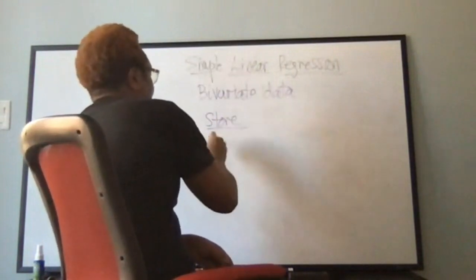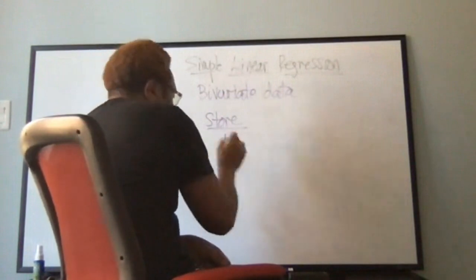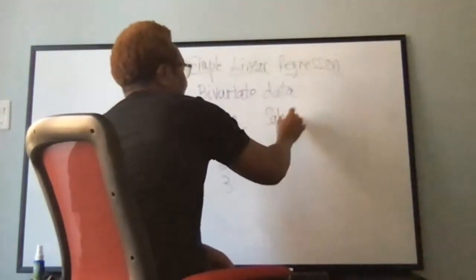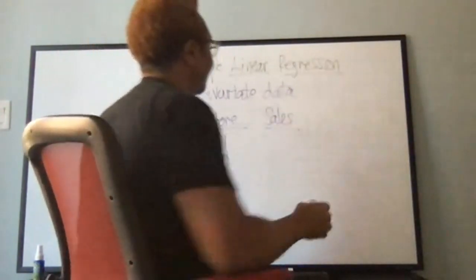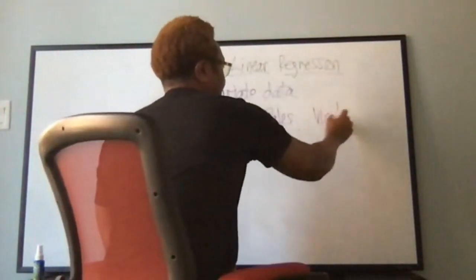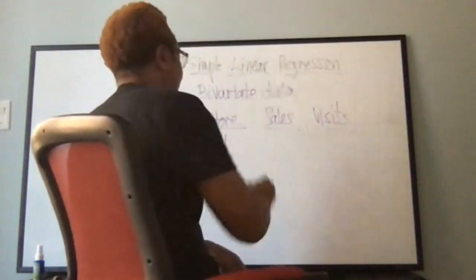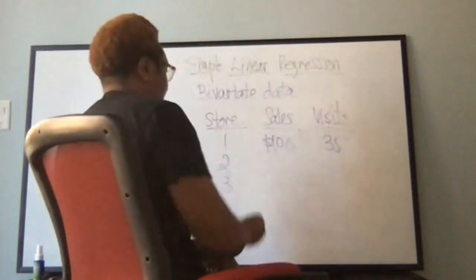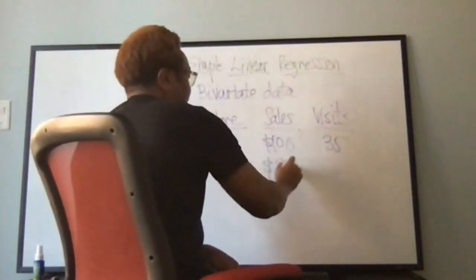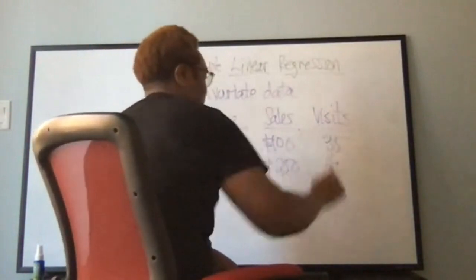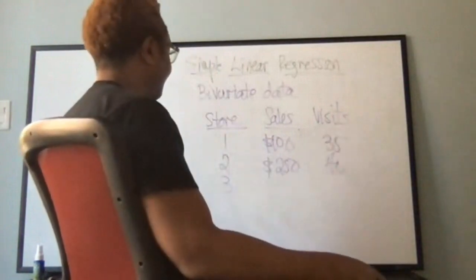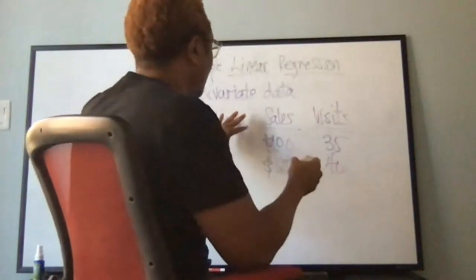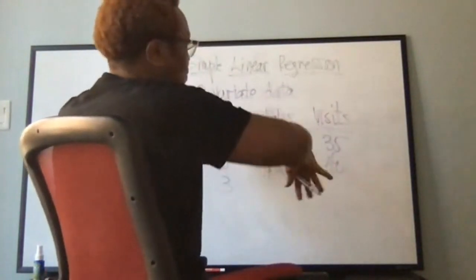store 1, store 2, store 3, and then you want to look at maybe sales and then visits. So let's say $100, and let's say 35 people came into one store. $250, let's say 40 people came. All right. So you're looking at perhaps one of these is X and one of these is Y.